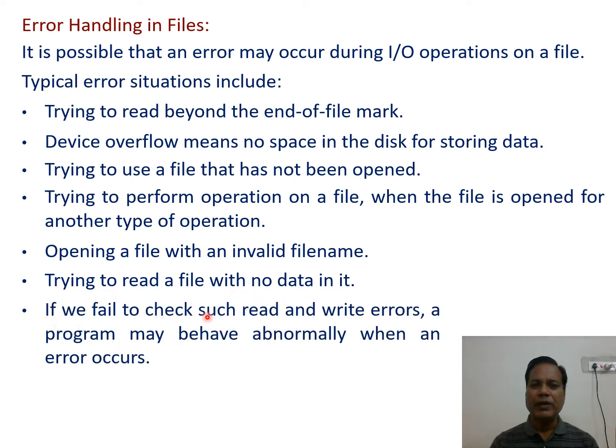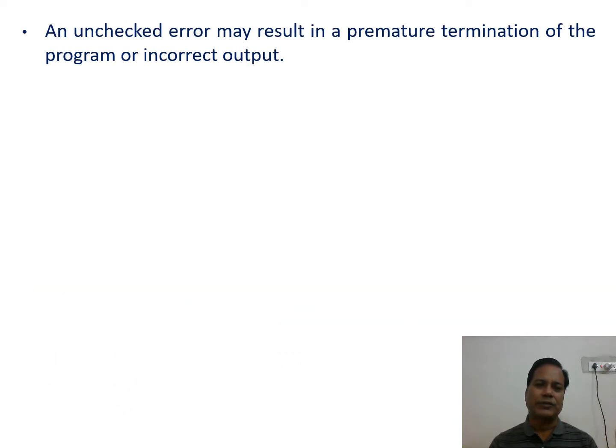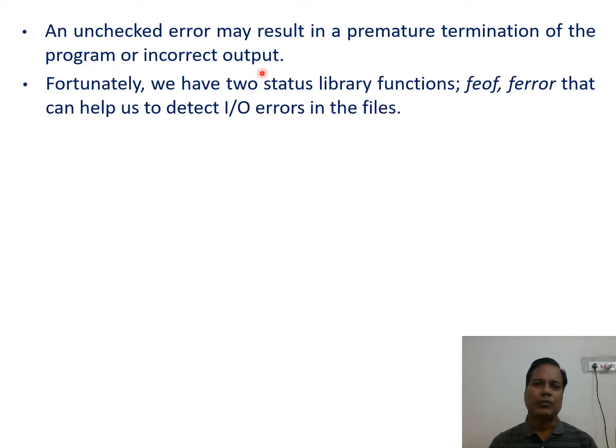If we fail to check such read and write errors, a program may behave abnormally when an error occurs. An unchecked error may result in premature termination of the program and incorrect output. Fortunately, we have two status library functions, feof and ferror, that can help us to detect input-output errors in the files.